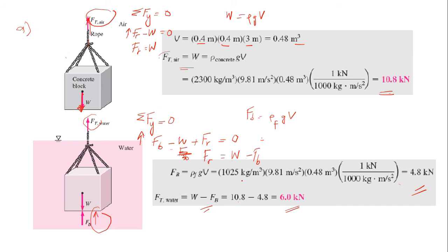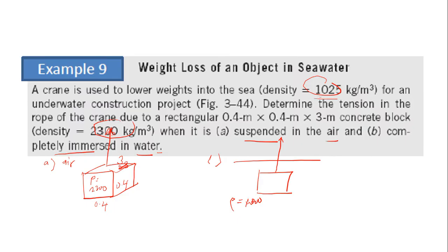Sir, for the first question, if I use the formula W equals mg, can I do that too? W equals mg, with the m of the concrete, because density equals m over v. I know. The question doesn't give the mass, but they give you the density. Density equals mass over volume. So you have the density, you have the volume, so you can find the mass.